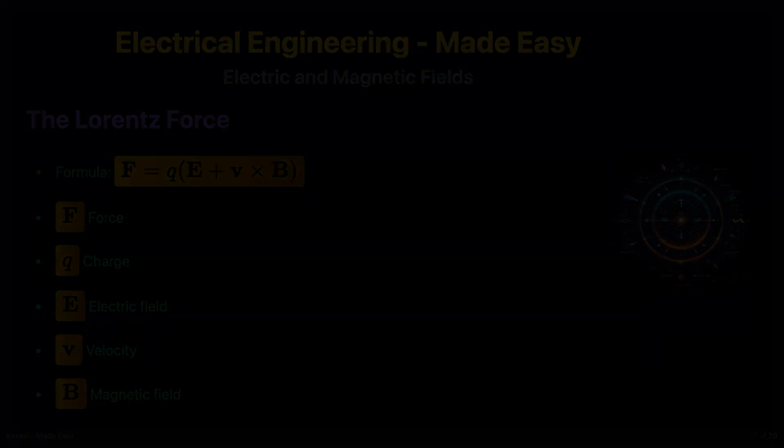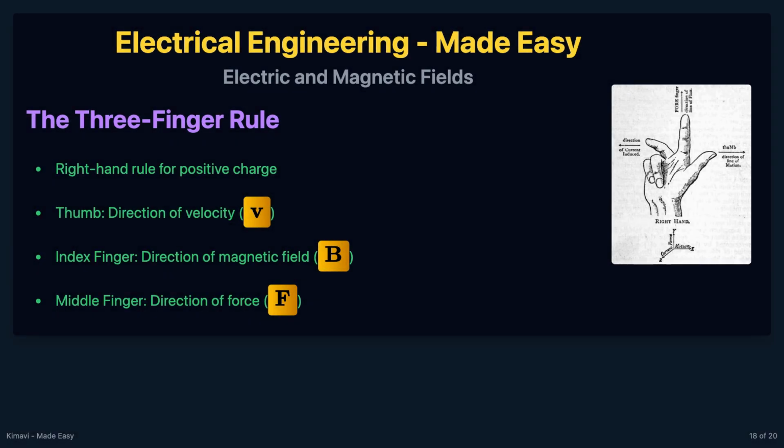The right-hand rule, or three-finger rule, helps determine the direction of the force on a positive charge moving in a magnetic field. Point your thumb in the direction of velocity, your index finger in the direction of the magnetic field, and your middle finger will point in the direction of the force.